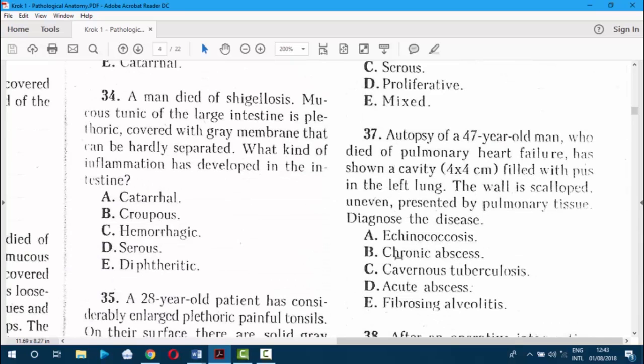37. Autopsy of a 47-year-old man who died of pulmonary heart failure has shown a cavity filled with pus in the left lung. The wall is scapuloid, uneven, presented by pulmonary tissue. Diagnose the guy. They say it's what? Pus. So what do you think?